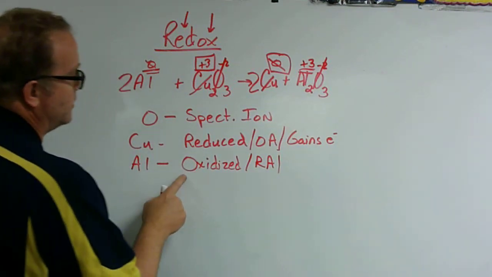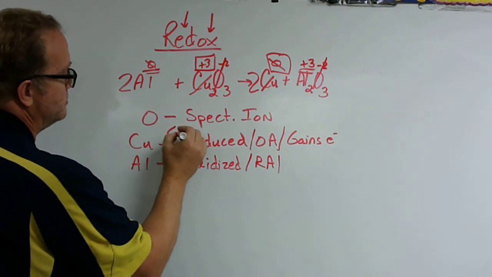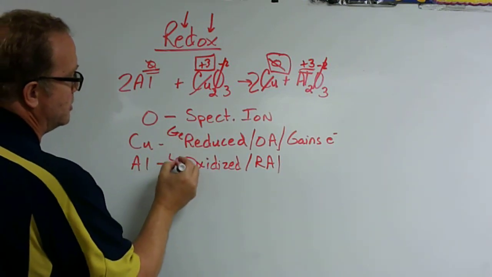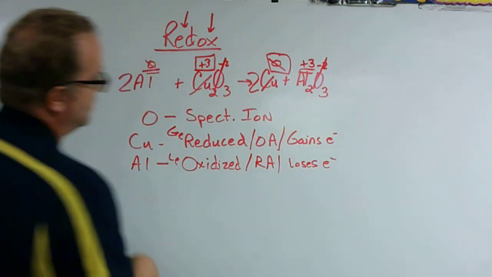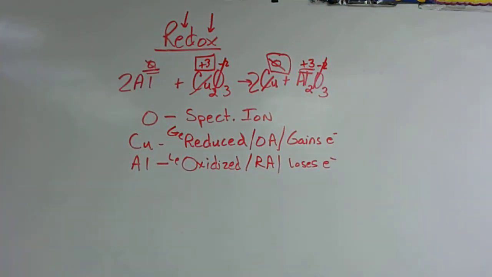And this one is Leo, that one's GR. So we can put GR here in Leo. This one loses electrons, and the other one gained electrons. So that is called the process of redox.